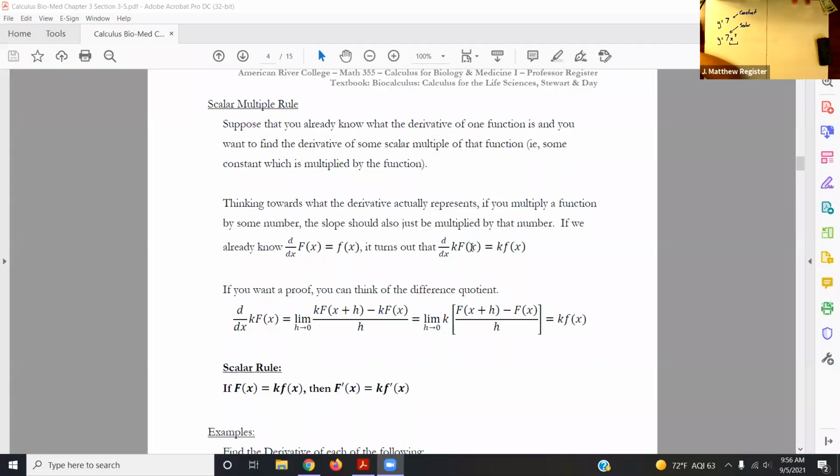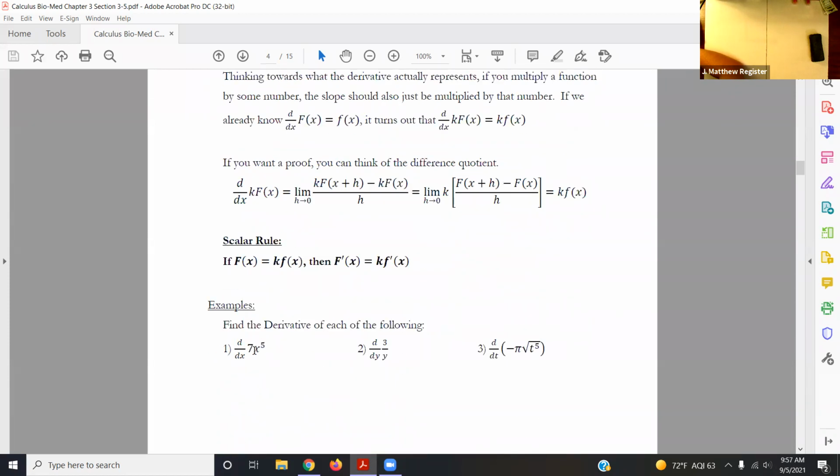And so whenever we have a scalar, a number which is multiplied by a function, when we take the derivative, that number is just going to stay there. And so when we take the derivative of k f of x, we get k f prime of x. And if you want, here is the proof for it. And so whenever you have a number like the 7 in 7x to the 5th, that 7 is just going to hang out. And so I will do the first two examples here: d/dx of 7x to the 5th and d/dy of 3 over y.